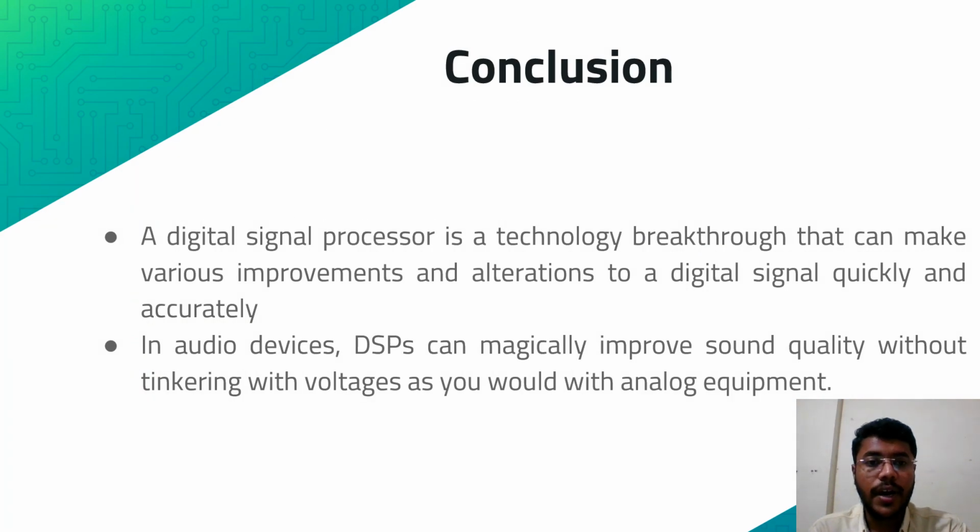Here we conclude that a digital signal processor is a technology that can make various improvements and alterations to a digital signal quickly and accurately. In audio devices, DSP can magically improve the sound quality without increasing the voltage as you would with analog equipment.